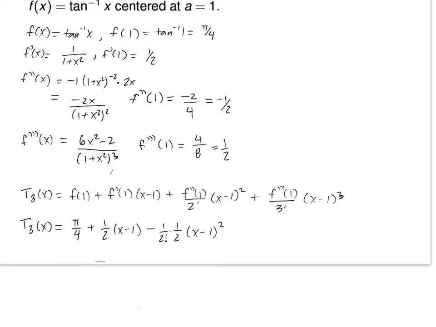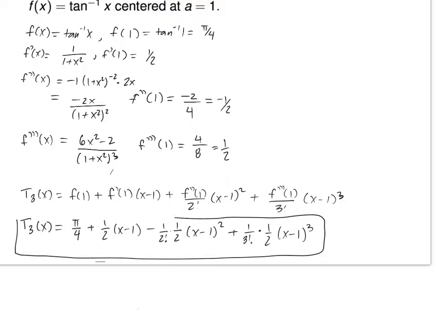Is it positive or negative, first of all? Positive. And then we'll have 1 over how many factorials? 3 times a half x minus 1 to the third. And that's good enough. I think it's modestly obvious at least nothing's going to cancel. Does that make sense? So you want to estimate 1.1, you just plug it into this? Yep, if you wanted to estimate inverse tangent of 1.1, you just plug it into this.